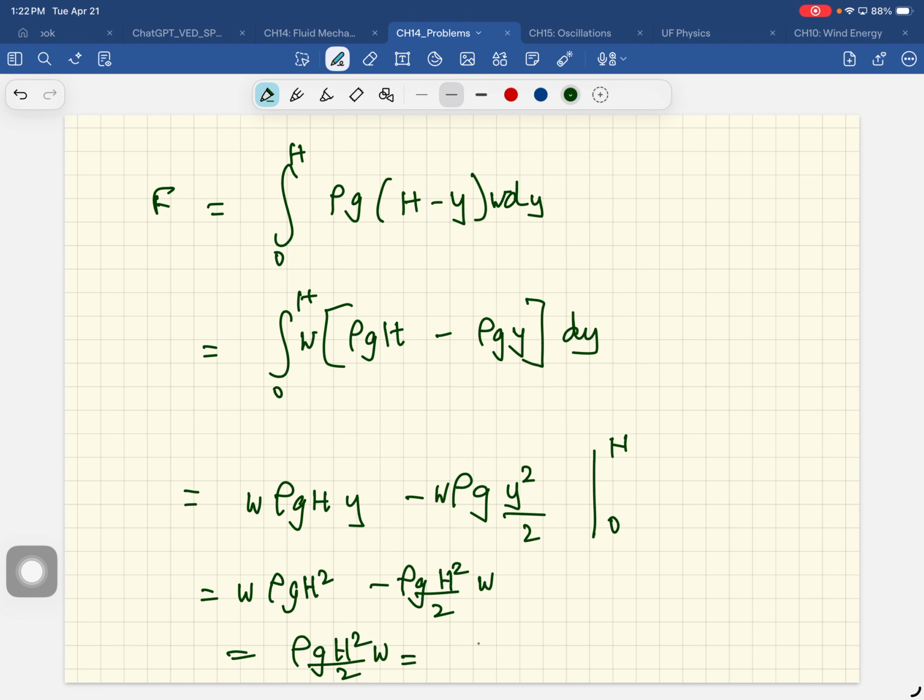That's 1 atmosphere. So the gauge pressure in your tires is 3.5 atmospheres. In your cars, the gauge pressure is 2 atmospheres. So in your cycle tire, the pressure is greater than in your car tires.